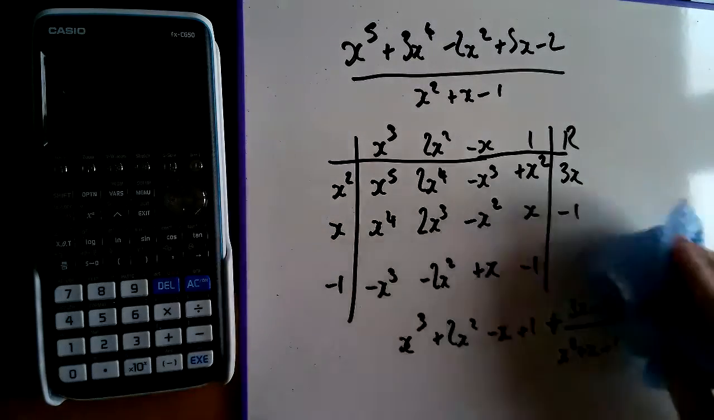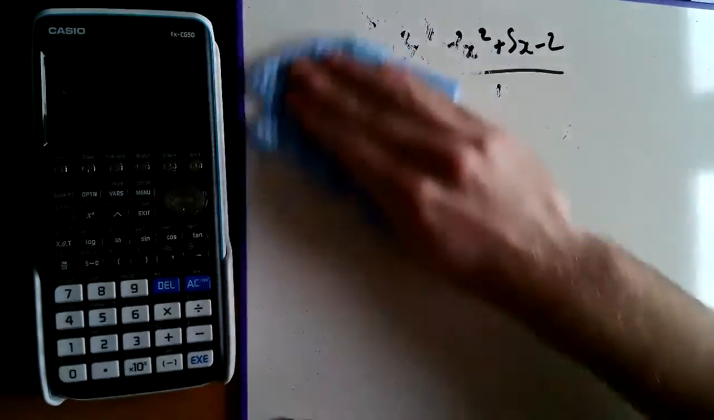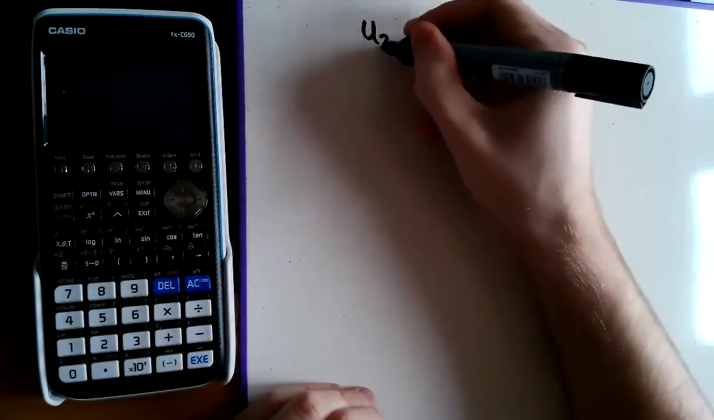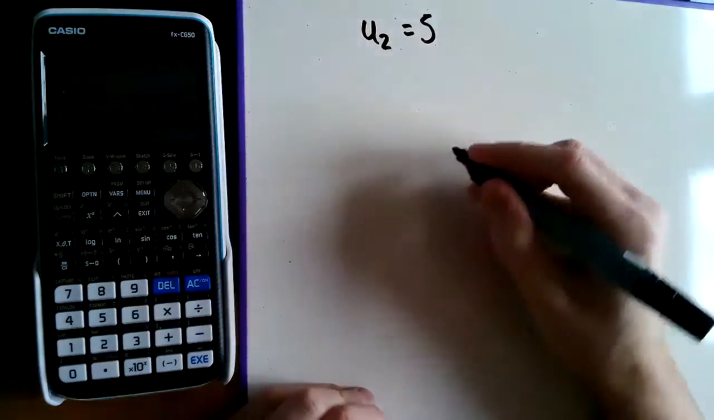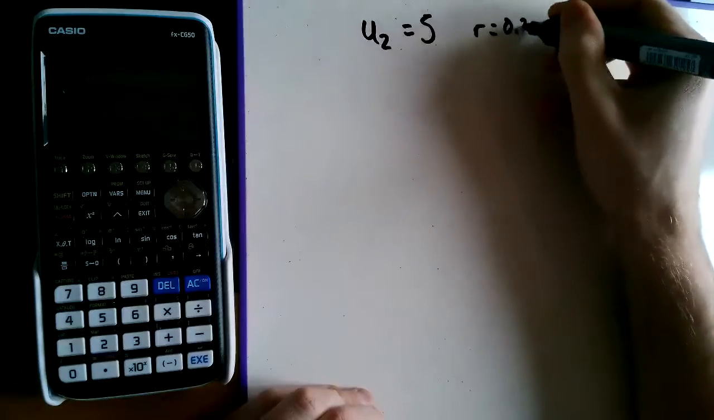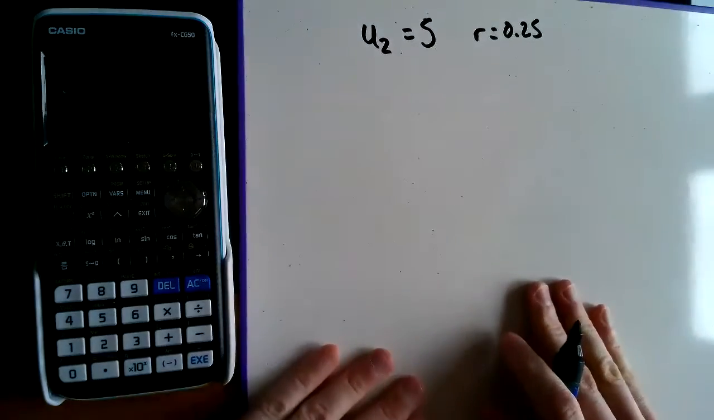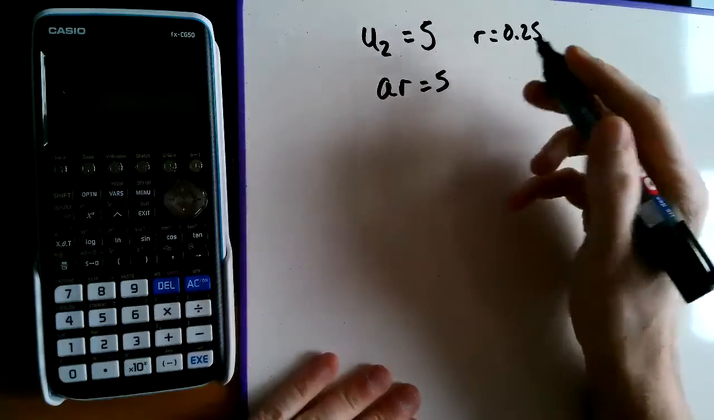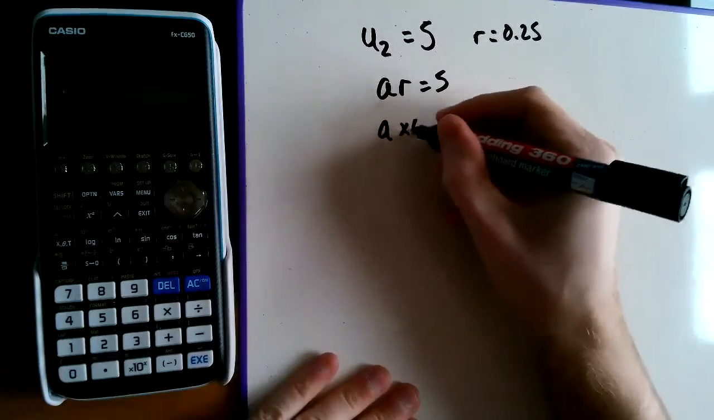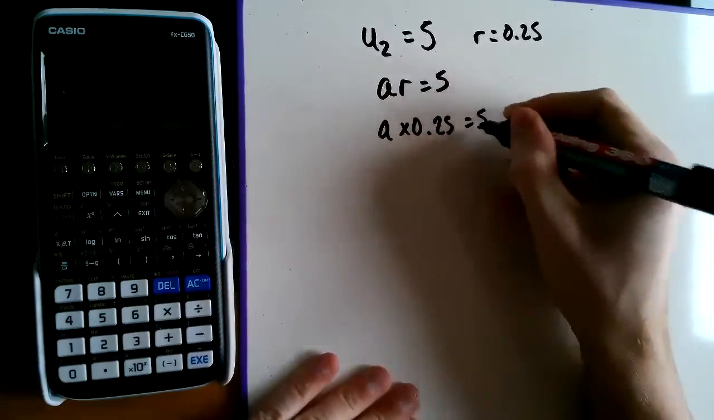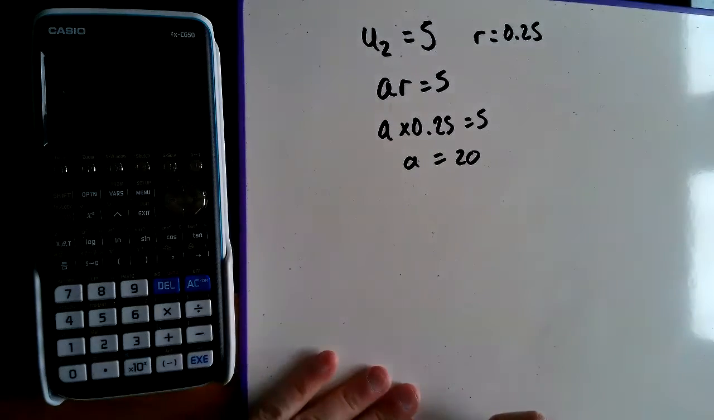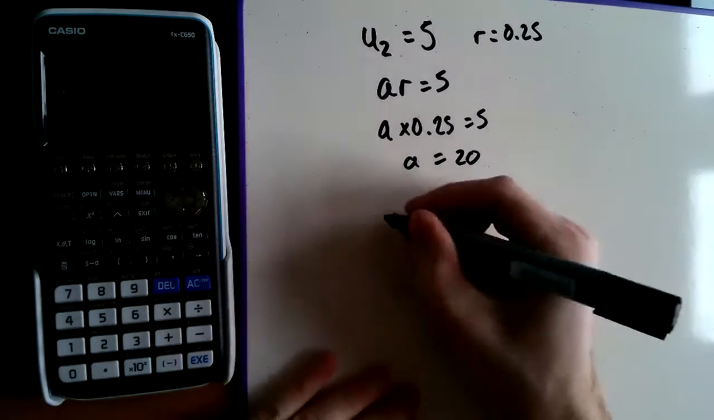Okay, next one. So geometric sequence, the second term is 5 and the ratio is 0.25. So second term is 5, so ar is 5. We know what r is, so a times 0.25 is 5, so a must be 20. So times by 4. And we want the sum to infinity.